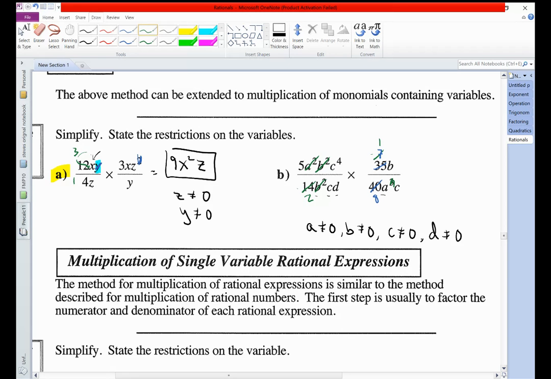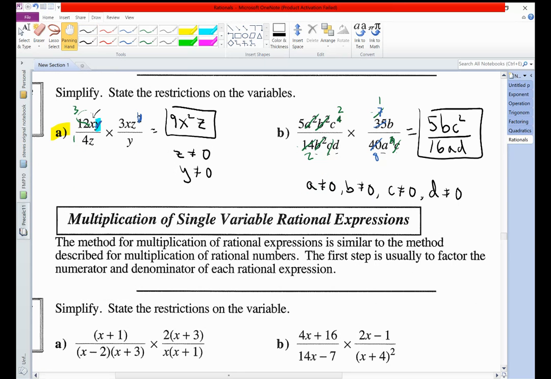I have c⁴ on the top, and then I have c here and a c here, so I can cancel both of those c's out and basically turn that into a c squared. And I think that's all we can do. So now, if we were to rewrite the top, we have 5c squared multiplied by 1b. So the top is going to be 5bc squared. And in the bottom, I have 2 multiplied by 8, so that gives me 16. I have a d and I have an a, so ad. And that's it with our non-permissible values.